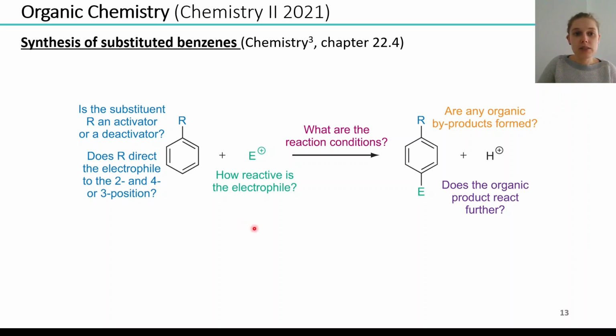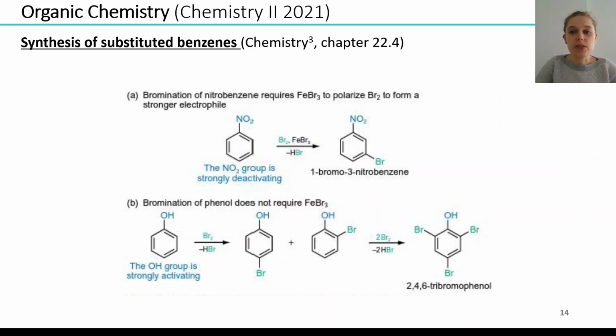Then we need to know how reactive the electrophile is, what the reaction conditions are, whether any byproducts are formed, or whether the product reacts further. We will now start with the reactivity and the choice of reaction conditions. Here we have the example of a bromination, and let's have a look at the bromination of nitrobenzene.